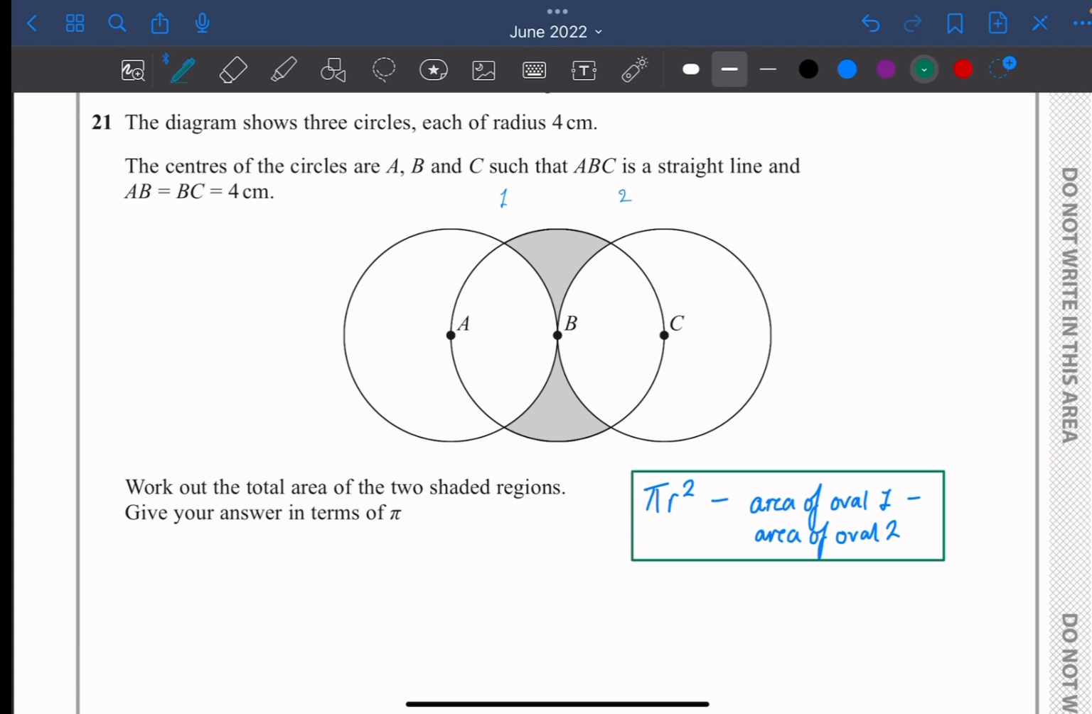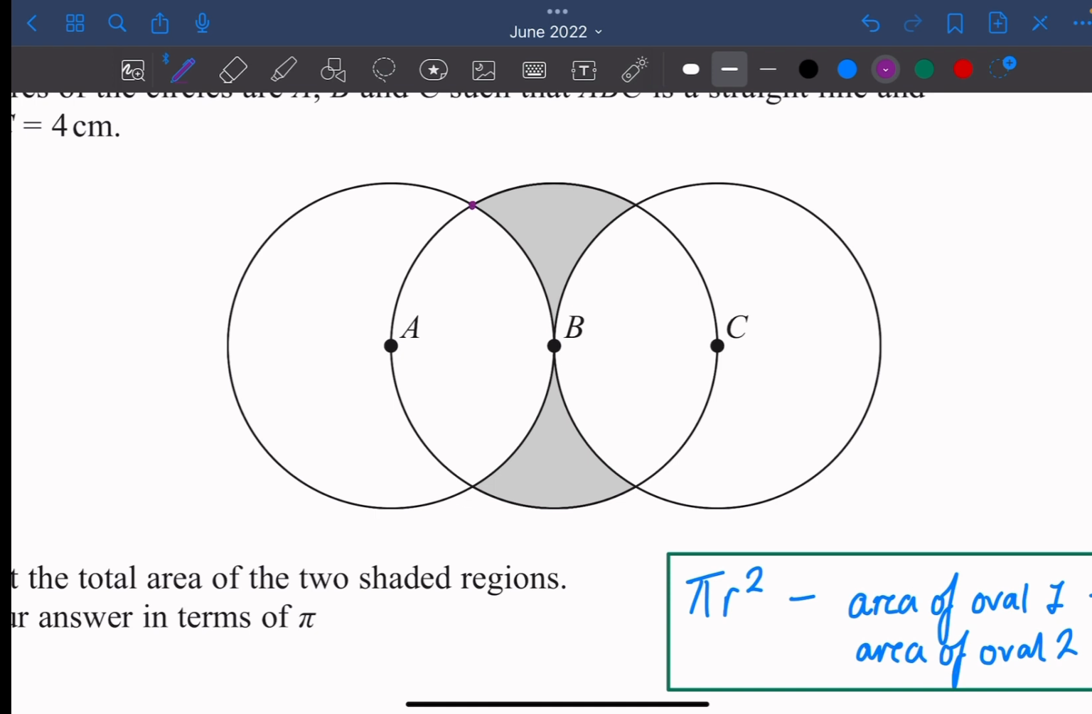Okay, so the next question is, how do we find the area of oval 1 and 2? Well, the good thing is that because all of these circles are the same, the area of oval 1 equals the area of oval 2. So we only need to focus on one oval. I'm going to ignore this whole circle for the time being and just focus on this one. You could choose either one, but I'll focus on this one. Now I'm going to add some points here to help us with the question. I'm going to label this point D, and this point E.